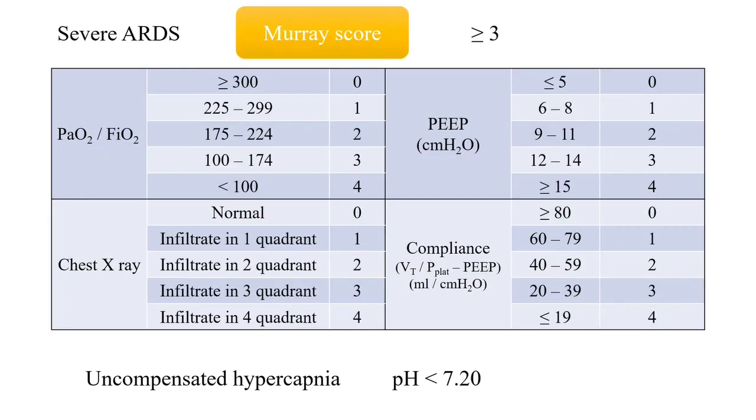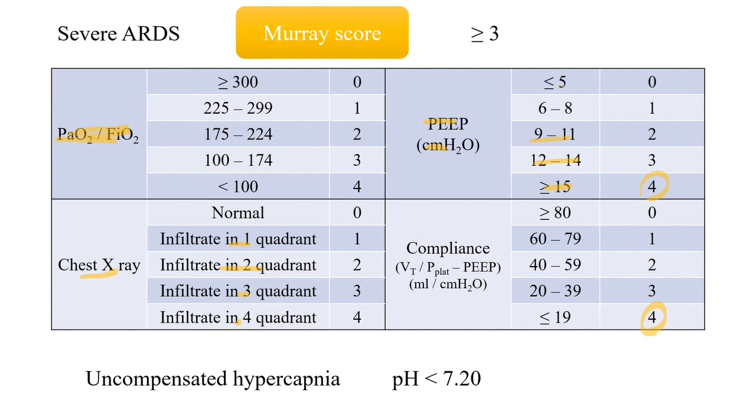and severe ARDS is defined in these ECMO studies according to the Murray score greater than or equal to 3. The Murray score depends on the PaO2/FiO2 ratio, which is given 4 points, 4 points for chest X-ray, 1 point for every quadrant involved in the chest X-ray, 4 points for the PEEP: less than 5, 6 to 8, 9 to 11, 12 to 14, more than 14, and 4 points finally for the compliance, and the measurement of the compliance is the tidal volume divided by the driving pressure.